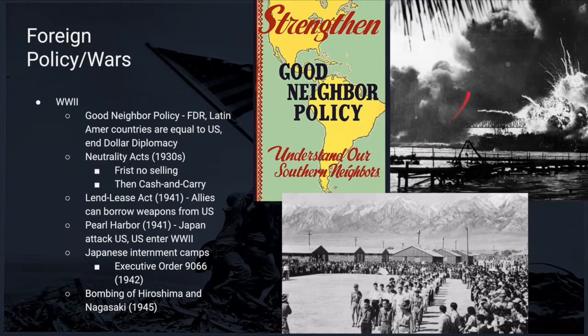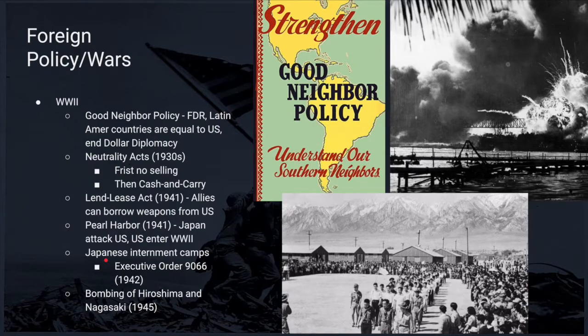Finally, we have Pearl Harbor, December 7th, 1941. Japan is going to do a surprise attack on a U.S. port in Pearl Harbor in Hawaii, and that is going to cause the U.S. to enter World War II on the Allied side. It's also going to cause some domestic turmoil with internment camps.